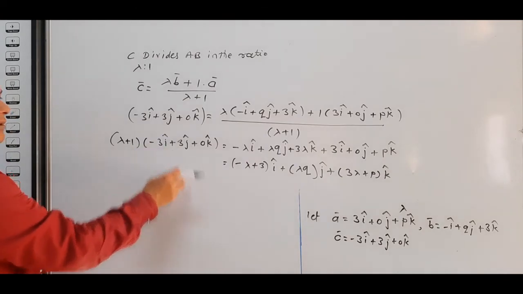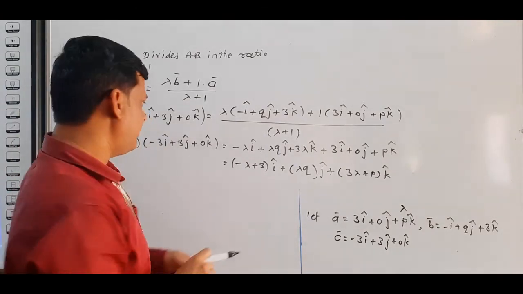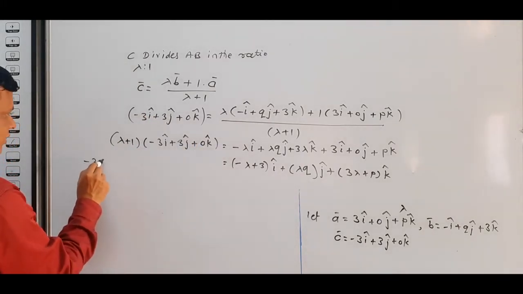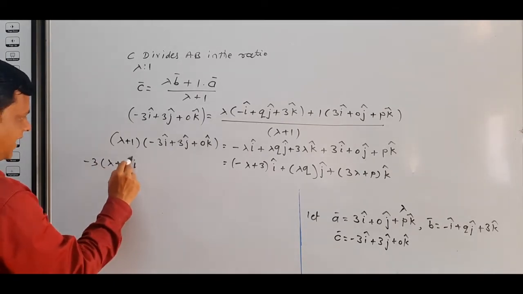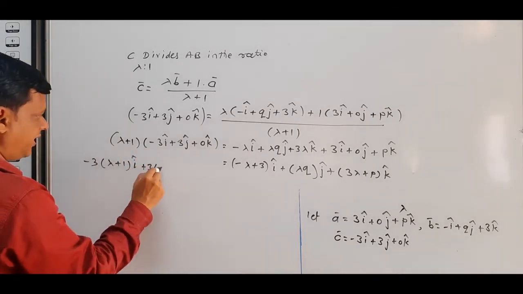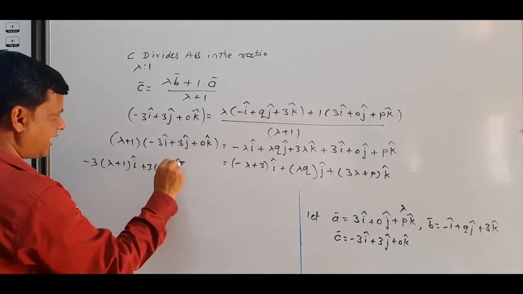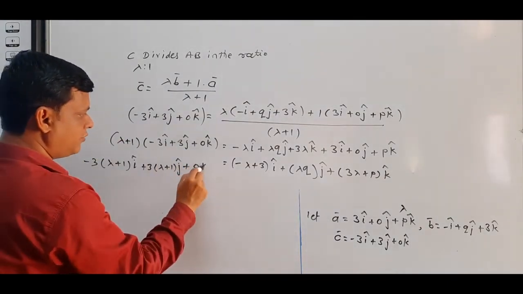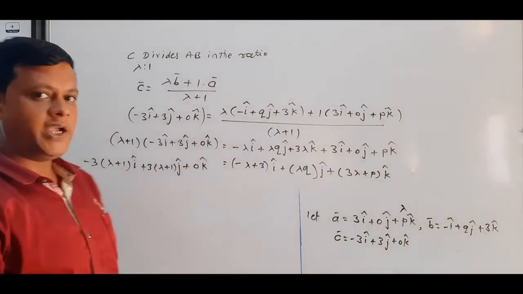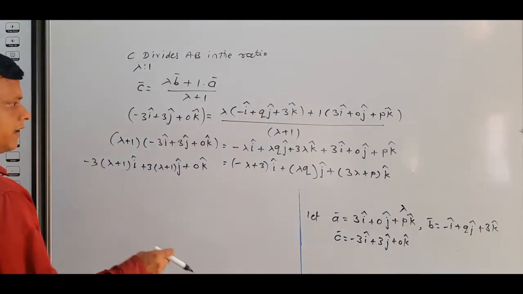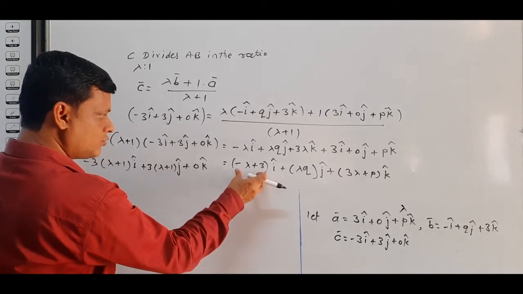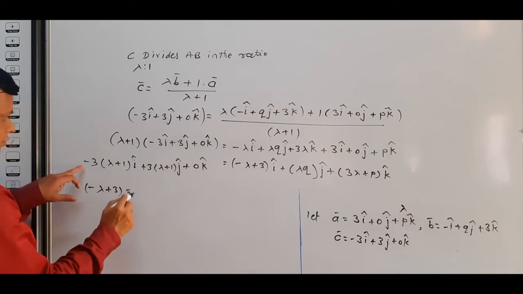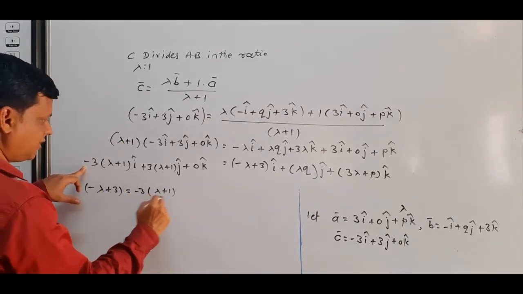Now if we observe, we can equate both sides. Before equating, we multiply lambda to each term. In LHS we write -3 into (lambda + 1) i cap, plus 3 into (lambda + 1) j cap, plus 0 into (lambda + 1), which means 0, so we write only 0 k cap. By equality of vectors we equate the coefficients of i, j, k. So we equate -lambda + 3 equals -3 into (lambda + 1).